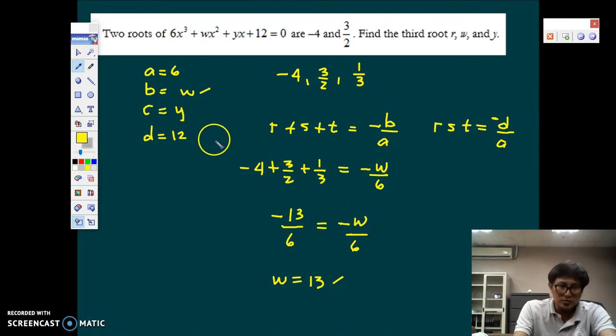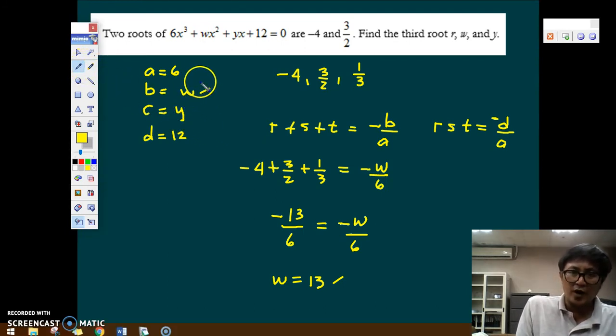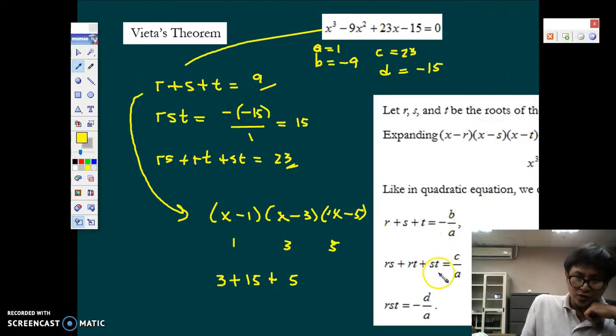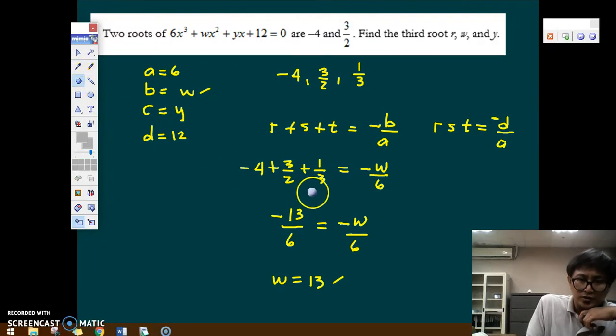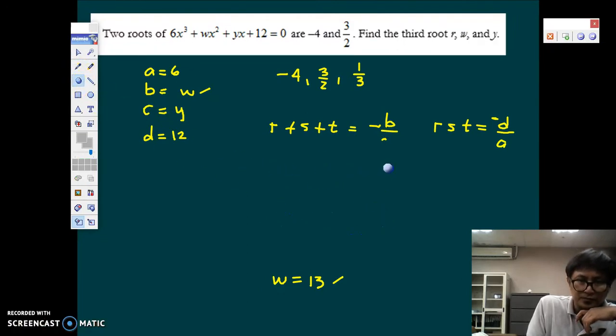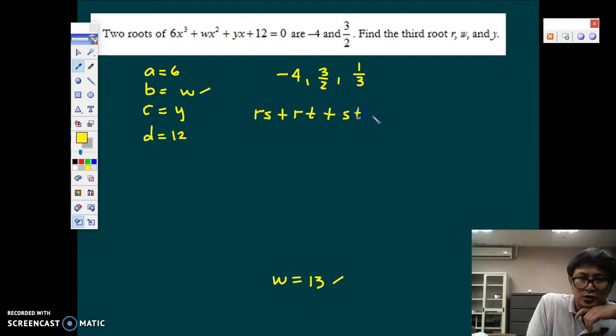Right? And the last missing variable, y, solving for y, it has something to do with the coefficient of the linear term x, going back to the Vietas. It's c over a, and has something to do with the product of the roots taken 2 at a time. It's not a problem anymore. Erase this part first. Because we have the 3 roots, we have here rs plus rt plus st, and it's equal to c over a.